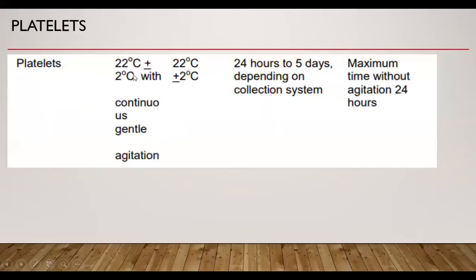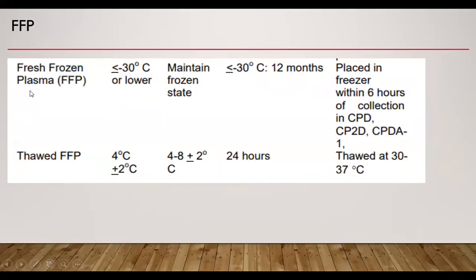Platelets should be stored at 22 degrees centigrade plus minus 2 degrees centigrade with continuous gentle agitation. And shelf life is 5 days. And if it is without agitation, it is just 24 hours. Fresh frozen plasma stored at minus 30 degrees centigrade or lower have a shelf life of 12 months. If it is thawed, it has a shelf life of 24 hours.